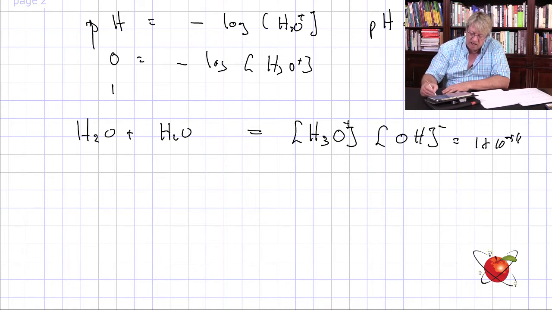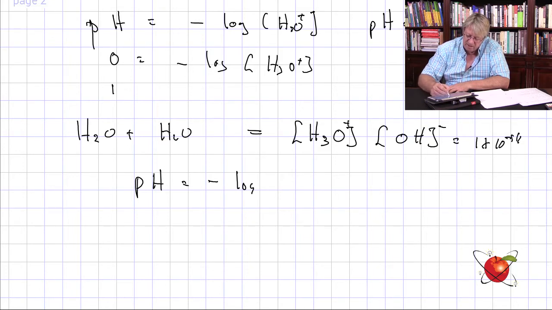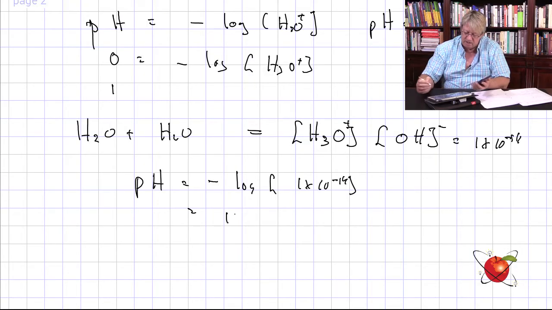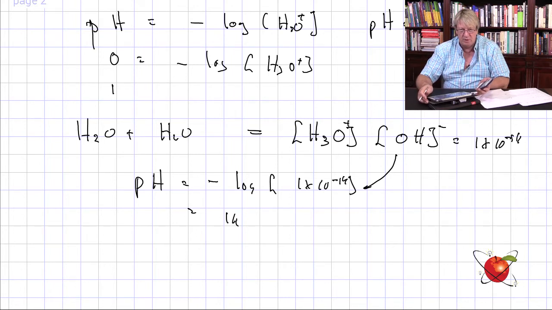So we're saying that when those are equal, we have pH equal to negative log of 1 times 10 to the minus 14. Let's have a look at that just for interest. What does that give? Negative log of 1 times 10 to the minus 14 gives us 14. So if the entire concentration was OH, it would be 14, wouldn't it?